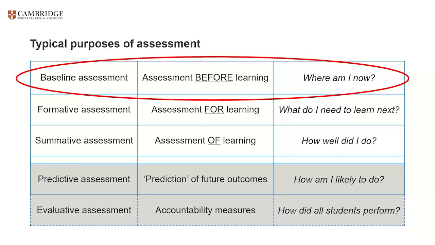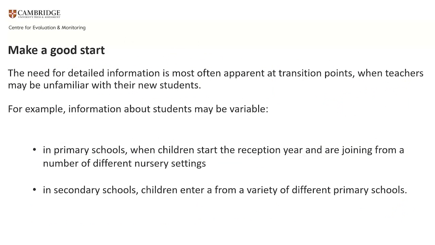CEM systems allow, from a baseline measure, from an initial measure, a variety of things, including predicting future outcomes, and also allowing you to look back and evaluate how your teaching has gone in your school or your college or your setting, and what difference it has made. So how did all of your students perform? So we've got an initial measure from which we can look forwards, but also look back.